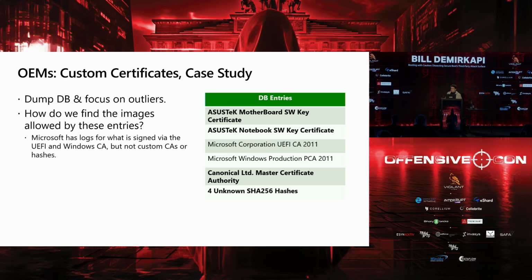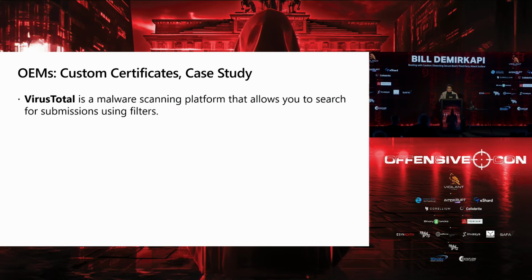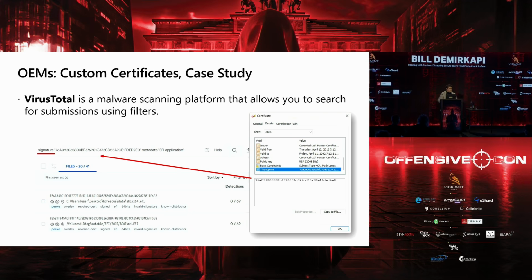Now, an interesting challenge with these outliers is: how do we find images that are signed by these entries? Microsoft obviously has logs for stuff signed through the UEFI or Windows CA. But what your OEM signs, we don't have any direct visibility into. Well, I want to introduce you to VirusTotal, which is a malware scanning platform that allows you to search for submissions using filters. I found I can take, for example, the Canonical certificate, take its thumbprint, and then do a signature search based on that thumbprint. This is a way we can get visibility into images, even if it's not a CA that we own, by using platforms like VirusTotal.